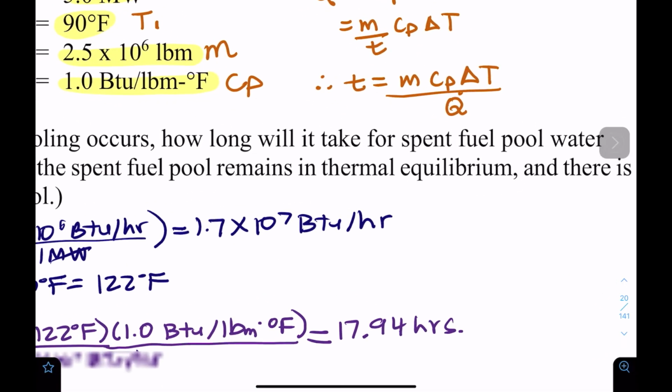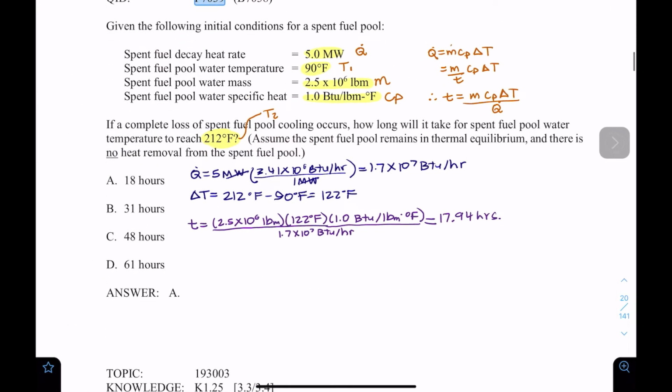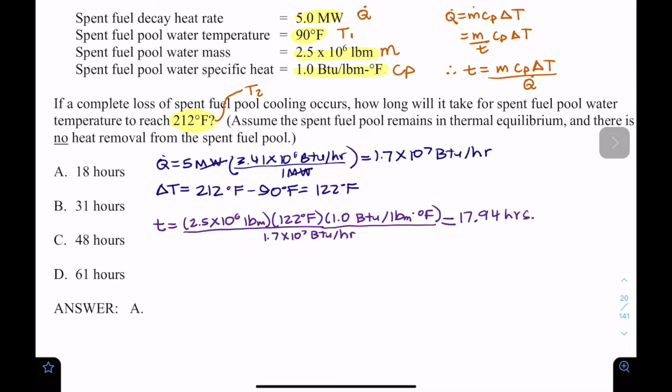Okay, and then I need to go and see what this is asking for. If a complete loss of spent fuel pool cooling occurs, how long will it take for the spent fuel pool water temperature to reach this temperature? If anything happens, I don't care what happens, how long is it going to take for the spent fuel pool water to reach this temperature? Anything can happen. It can be a complete loss of cooling, it can be anything. So I need to calculate for time here.